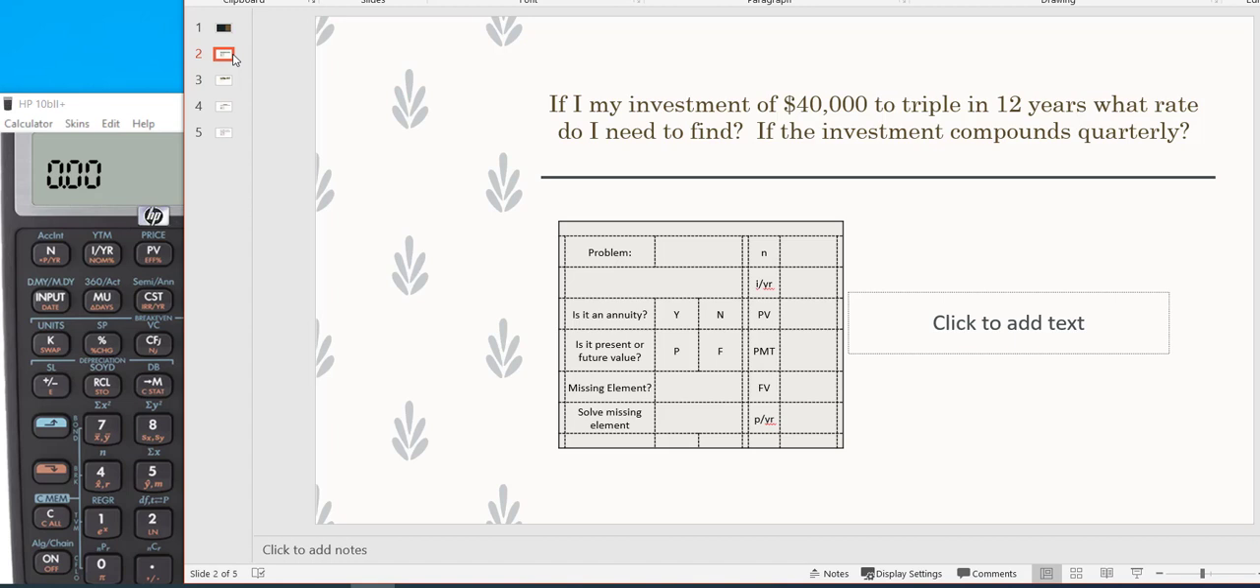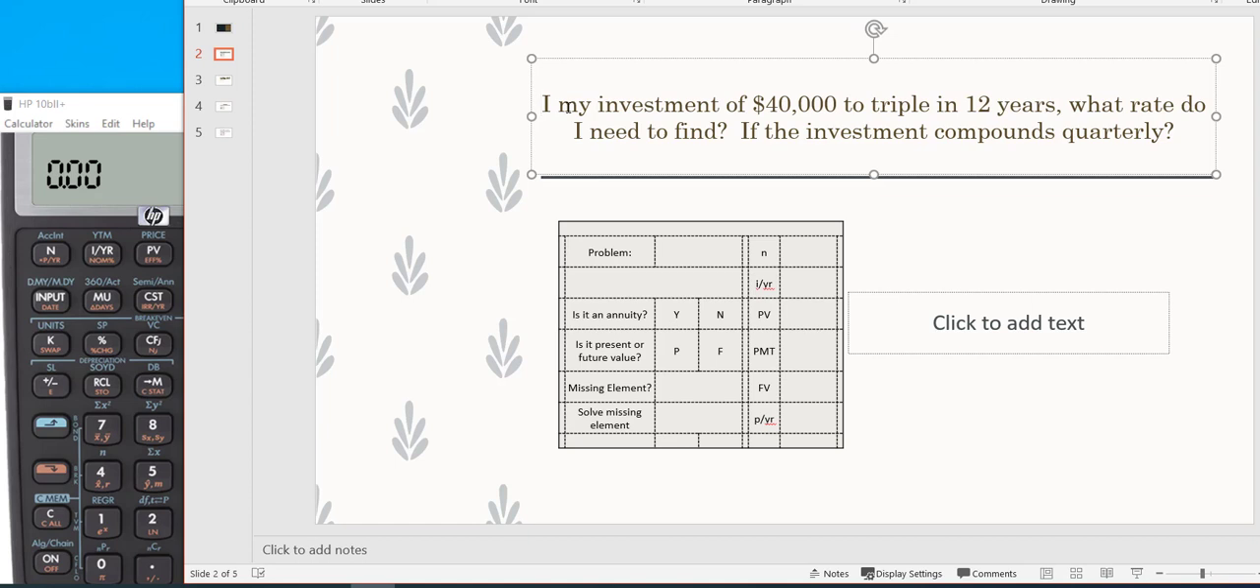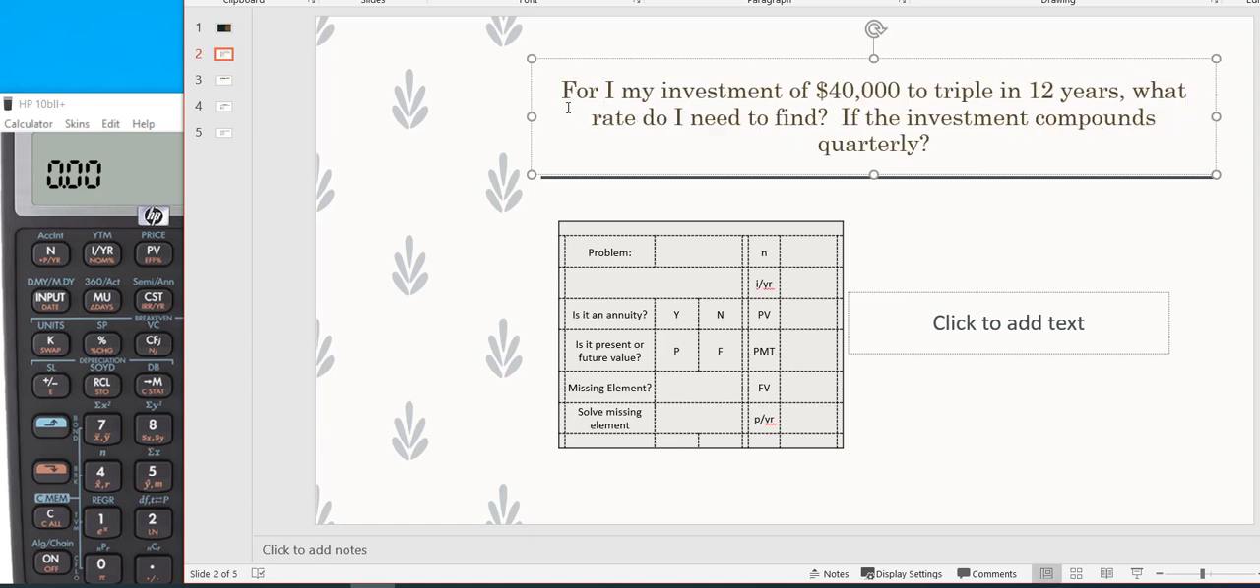If I invest $40,000 for my investment to triple in 12 years, what rate do I need to find? If the investment compounds quarterly, so my PYR is 4. I'm looking for my interest rate. I want to do it quarterly for 12 years, so that's 12 times 4, which is 48.